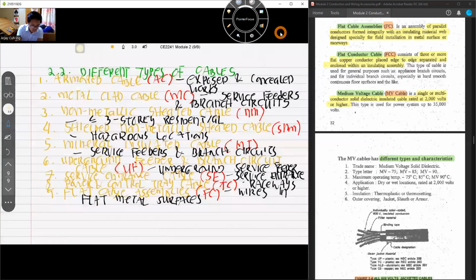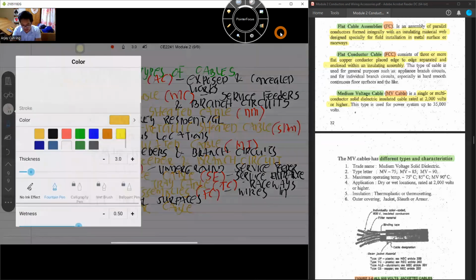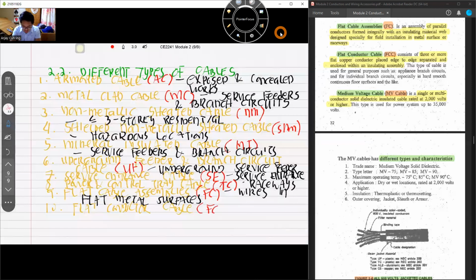Okay. Second to the last, class, we have number 10. So same, parang flat rin siya sa conductor. Flat conductor cable. Okay. It's also known as FCC. So yung kanina FC, this time, class, FCC is used, class, for general purposes. Ano yun mga yun, class? Yung mga appliance, right? Appliance circuits.